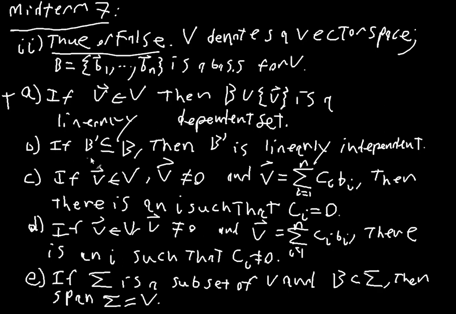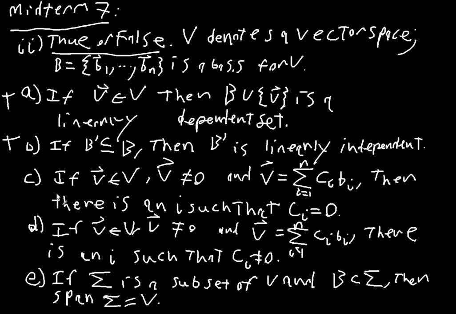Next question says, if we have a subset B prime of B, then B prime is linearly independent. Now, this is also true because if we had some dependence relation inside of B prime, then we could get a dependence relation using those vectors inside of B, and that would work out. Here we're also thinking about this as more of a collection, and we're not going to worry about repeats. So this guy's also true.